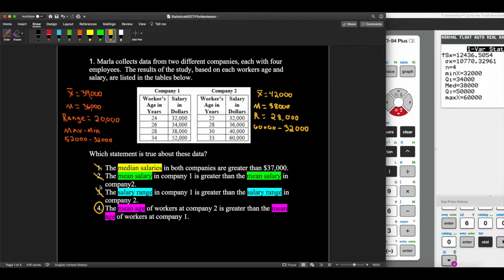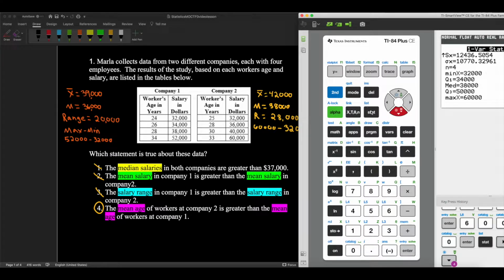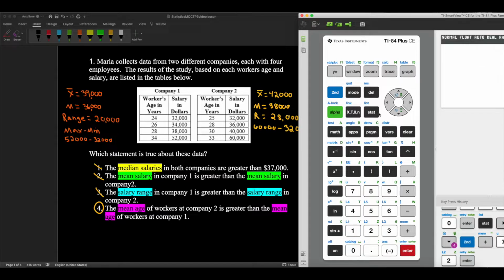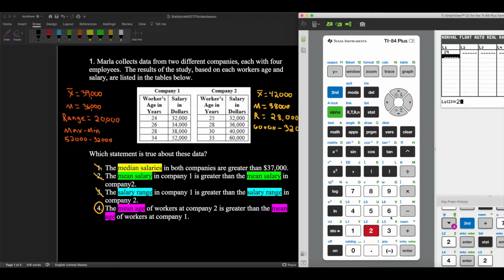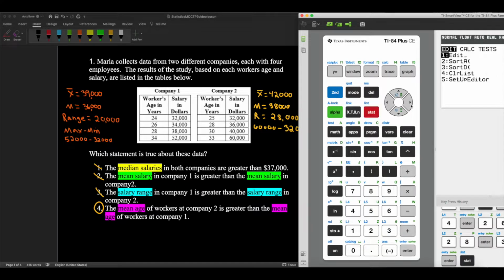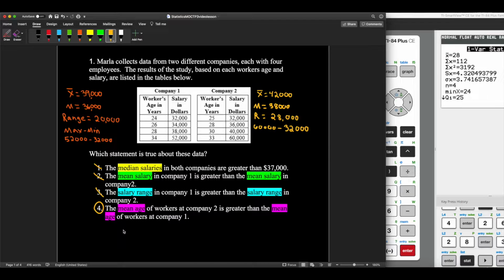However, what I want to do is just quickly throw it in the calculator to prove that that is in fact our answer. Second plus 712, enter. Stat enter. 24, 26, 24, 26, 28, 34. Stat right. You get the mean is 28. So the mean age is 28.